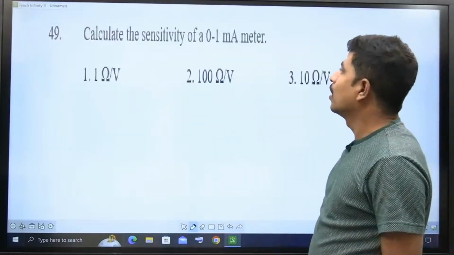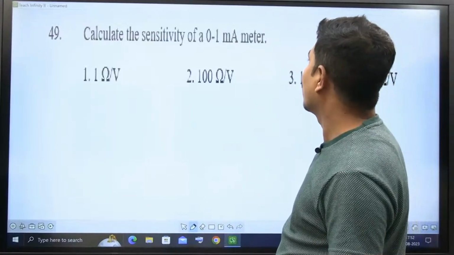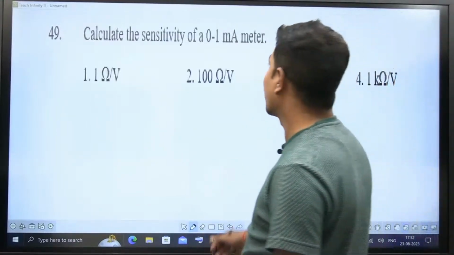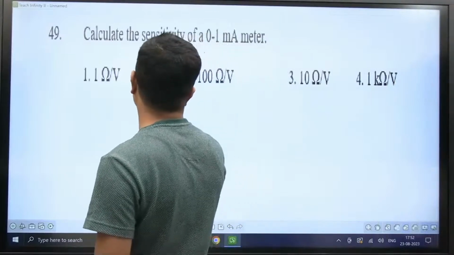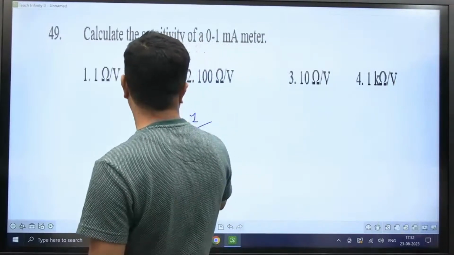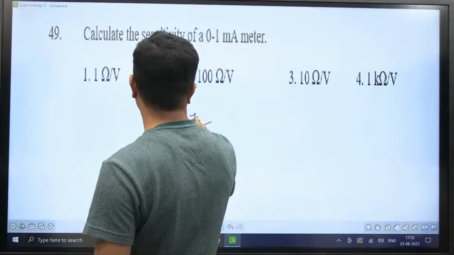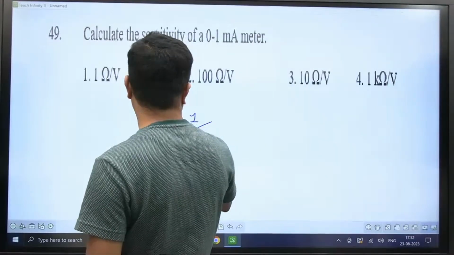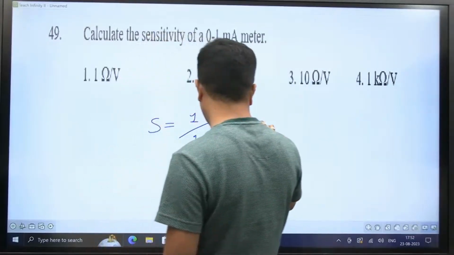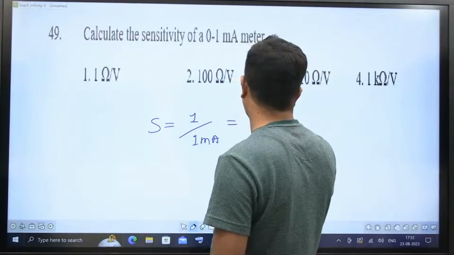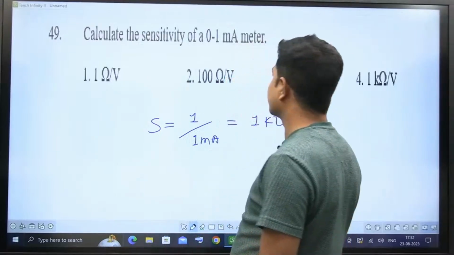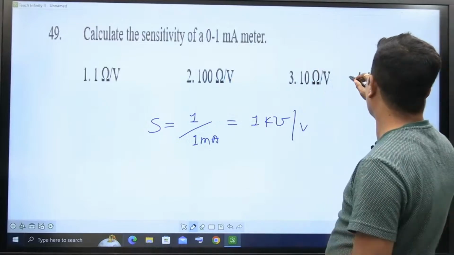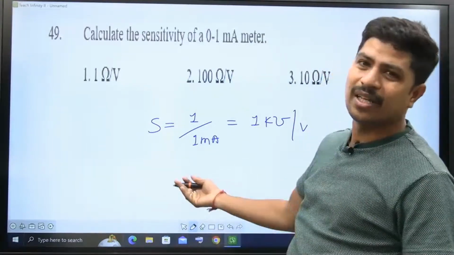Next question. Calculate the sensitivity of 0 to 1 milliamp ammeter. Sensitivity S is equal to 1 by the full scale deflection current, that is, 1 milliampere. So therefore it will be 1 kilo ohm per volt. Choice 4. This is also a direct problem.